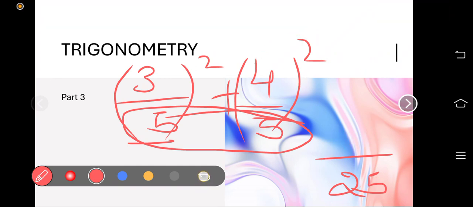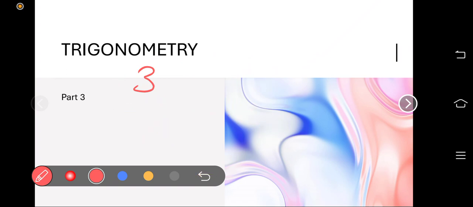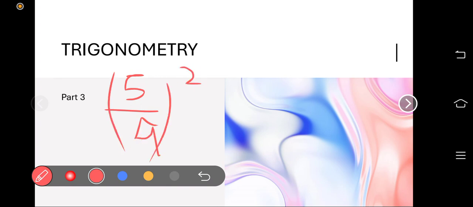And coming to the second question, what was the second question? Secant square theta minus tan square theta. What is the secant theta formula? Secant theta is hypotenuse by adjacent to theta. So this is secant square theta, whole square. Hypotenuse is 5 and adjacent to theta is 4, whole square. This is minus tan square, which is opposite to theta by adjacent to theta.